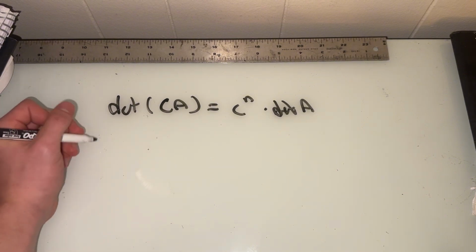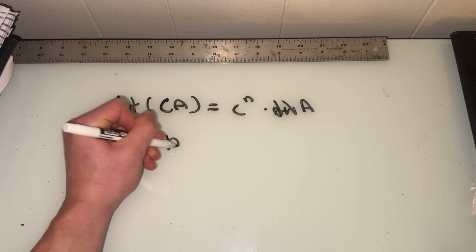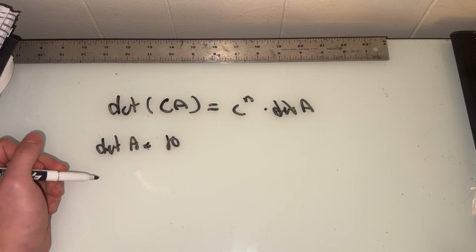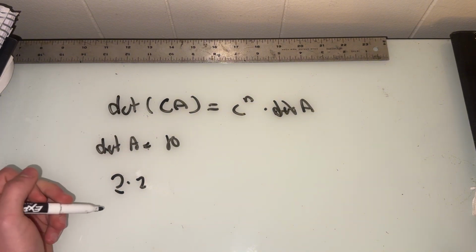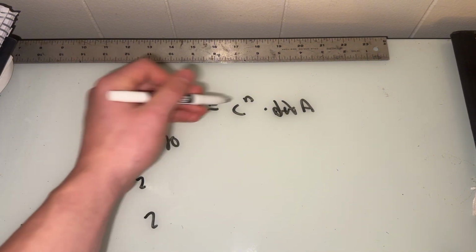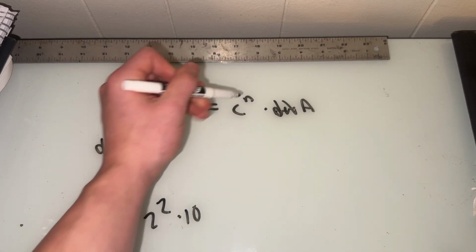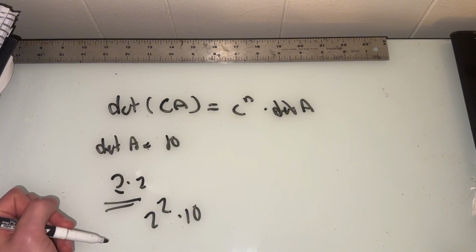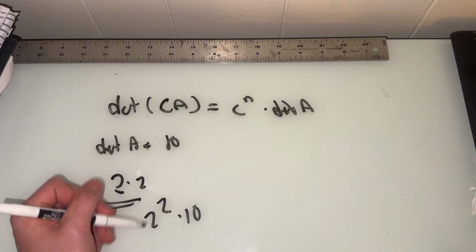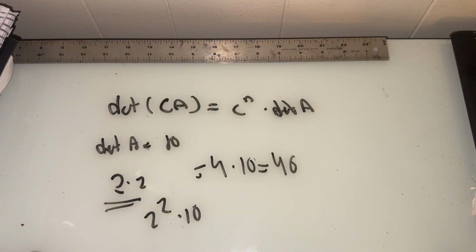If you recall, determinant A is 10. And the matrix A was a 2 by 2 matrix. C is 2. So 2 to the power of 2 times 10. This n represents the dimensions of our matrix, which in this case is 2. So 2 times 2 equals 4, times 10 equals 40. So the answer to our original question is 40.